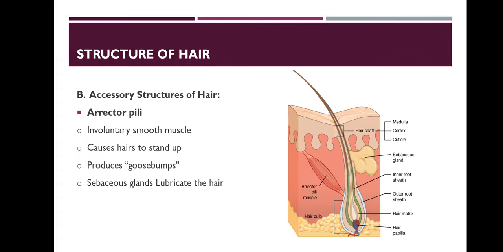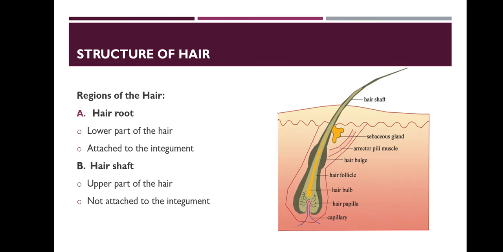Next, accessory structures of hair. Accessory structures include the arrector pili muscle, an involuntary smooth muscle, which causes our hairs to stand up. It also produces goosebumps on our skin. The sebaceous glands lubricate our hair.